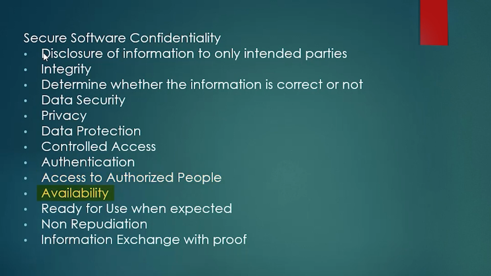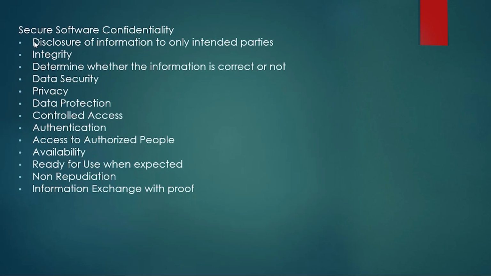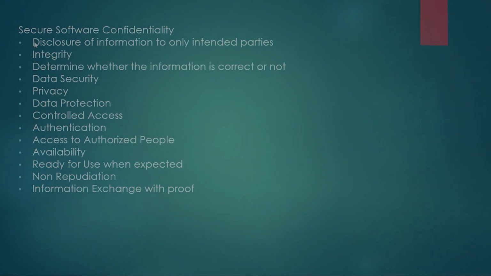Then the availability of the system: to what level, where, on which platforms, and for which users is important. It should be ready to use when expected. A system should be available and should not be locked so that even the right person is not able to use it. And then information exchange with proof. Any information which we are passing to the server should have proof that it is correct, and there should be authentication for it also.